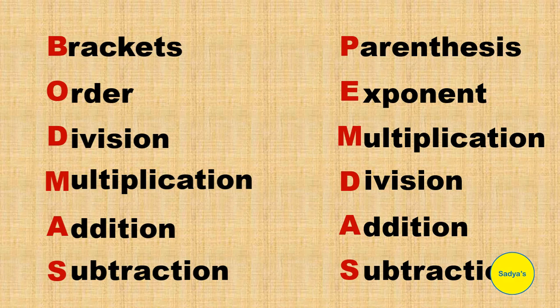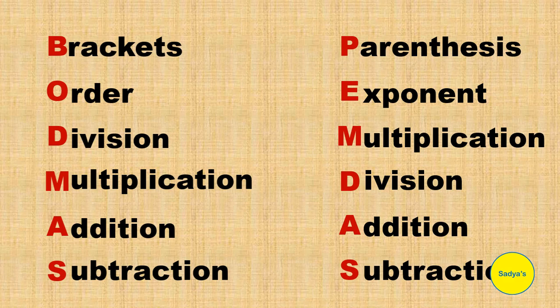Have you noticed the sequence of division and multiplication in both these acronyms? In BODMAS, division comes first, whereas in PEMDAS, multiplication comes first. So which do we solve first? In reality, division and multiplication are of the same rank. They are equally powerful. So when an expression involves division and multiplication, we follow the left to right rule. Similarly, addition and subtraction have the same rank. So we follow the left to right rule for addition and subtraction as well.